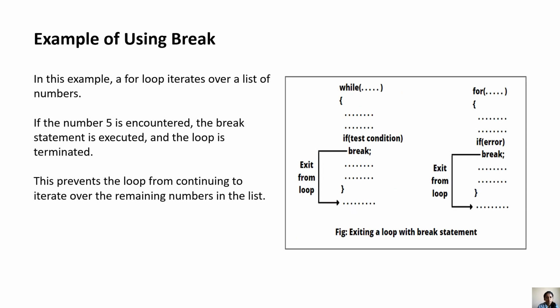And some examples of the break statement. In this example, a for loop iterates over a list of numbers. If the number 5 is encountered, the break statement is executed and the loop is terminated. This prevents the loop from continuing to iterate over the remaining numbers in the list.